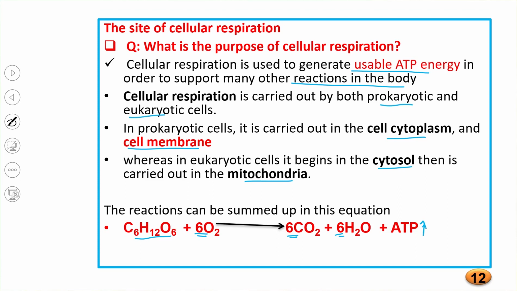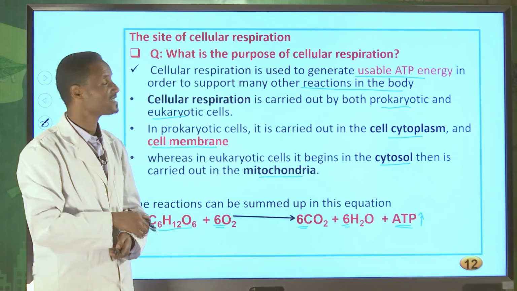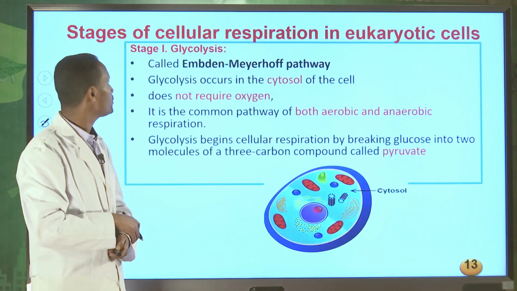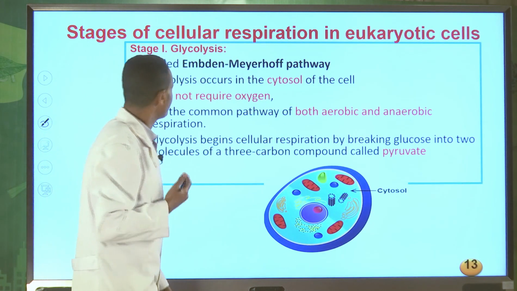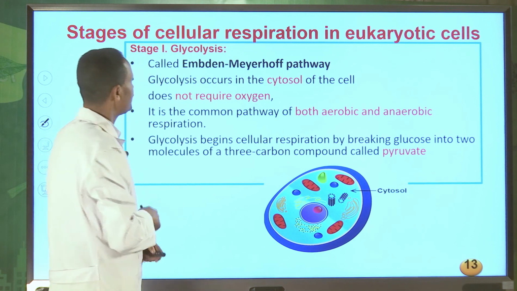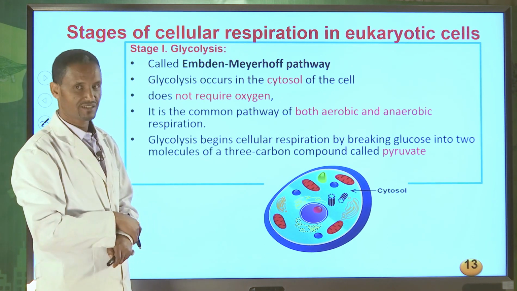The main target of cellular respiration is to produce this ATP, but this ATP production in the case of cellular respiration has different steps, and it can take place at different sites. Now let us see the stages of cellular respiration in eukaryotic cells.